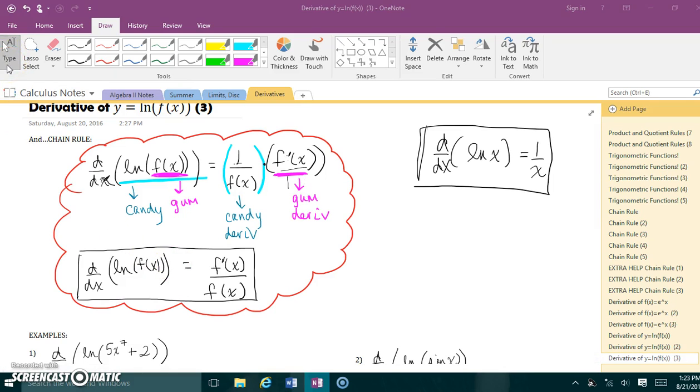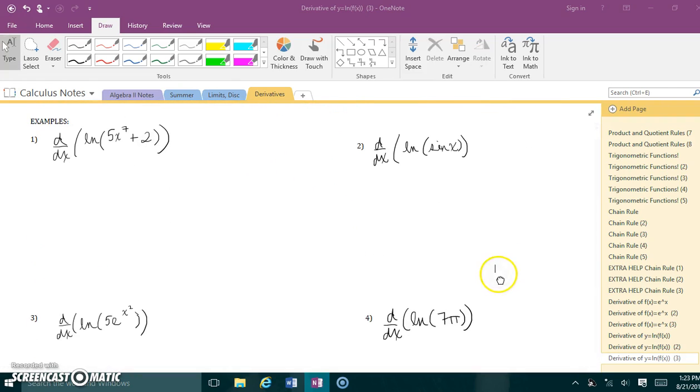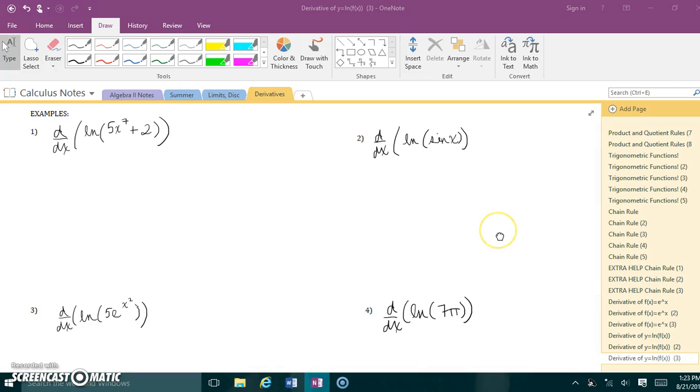So make sure you have that written down neatly in your notes. Put a big star or circle around it so you know it. And let's use that rule to find some derivatives. So I have 5 examples. The first 4 are pretty quick. The last one's a little bit more involved.